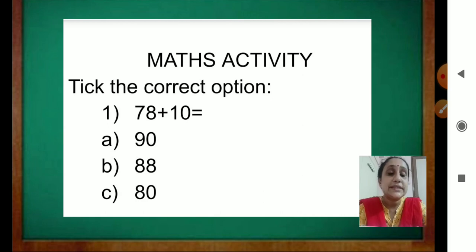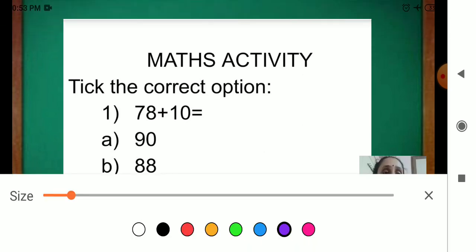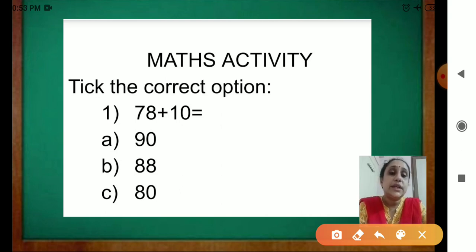Now we will do our maths activity, which you have to submit in the Google form. Now tick the correct option. There you have to click the correct option. So 78 plus 10. What I have taught you, first you will add the ones place, and then the tens place. So how much are you getting? 88. Okay.